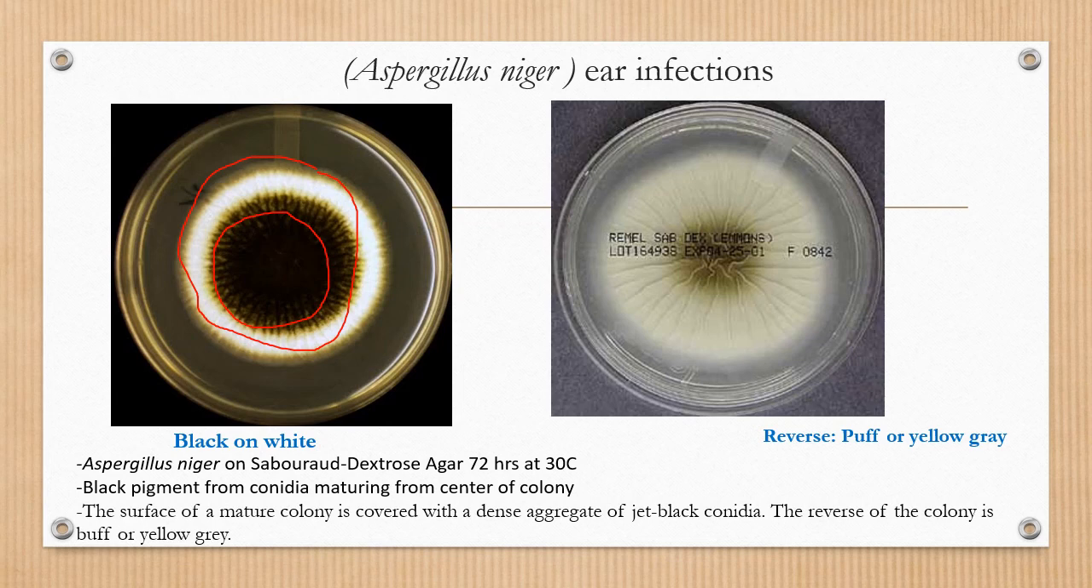We call this fungus Aspergillus niger because it produces a very dark pigment, or black pigment, from the conidia. Usually the conidia mature from the center of the colony, and it takes some time to grow. It takes up to 72 hours to grow at 30 degrees Celsius. The surface of a mature colony is usually covered with a dense aggregate of jet black conidia. And the reverse is what you see on the right side.